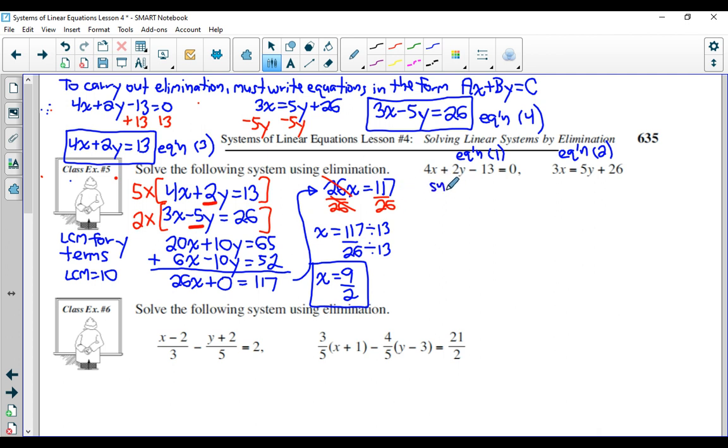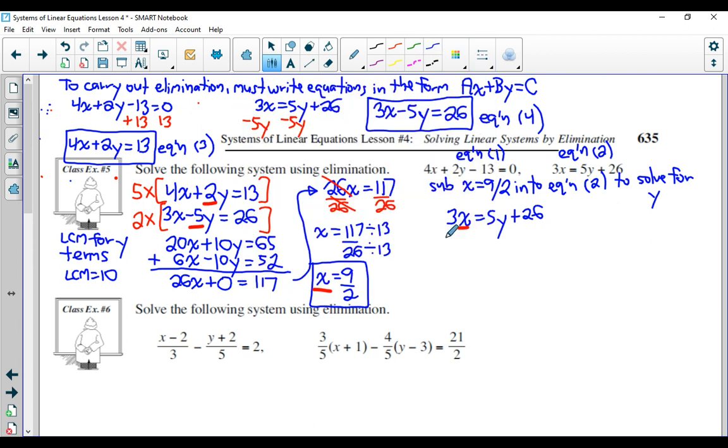Okay, so I'll say sub x equals 9 over 2 into equation 2 to solve for y. Okay, so the equation is 3x is equal to 5y plus 26. So we're going to replace x here with 9 over 2.